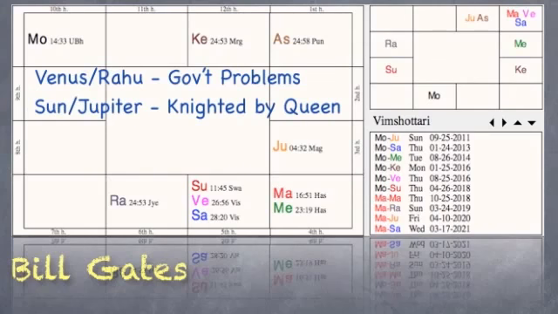But another thing happened in his sun's cycle. He was knighted by the queen. And again, we have Jupiter again. Sun Jupiter, he was knighted. Jupiter is in Leo, which is the sign of royalty, and it's in Magha Nakshatra, which is the nakshatra specifically related to the part of Leo that has to do with royalty.